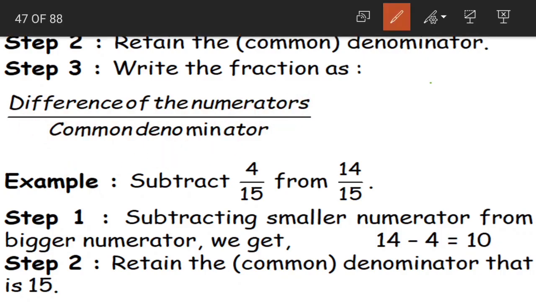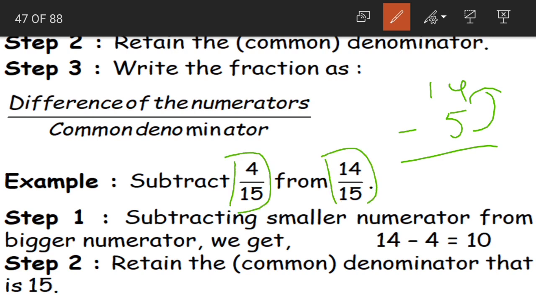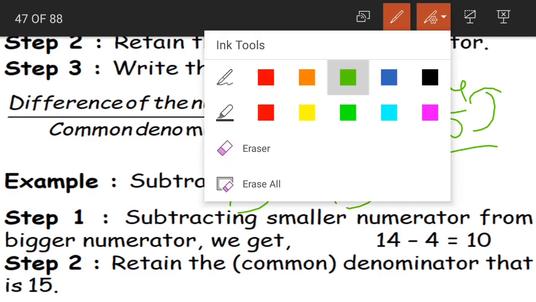While we are subtracting, what will we do? We'll always subtract the smaller number from the larger number. In the same way, when we are having two like fractions, say 4 by 15 and 14 by 15, we subtract the smaller numerator from the larger numerator. 14 minus 4. What will we do, children?